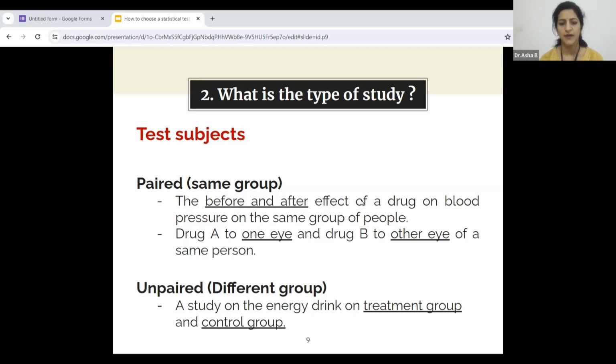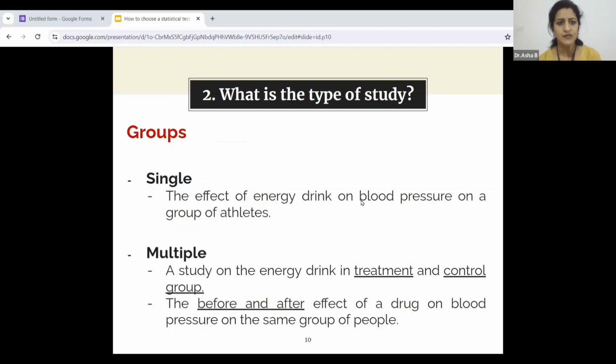Whereas in an unpaired group, the comparison is made between two different groups, totally different groups, treatment group and control group. So here the control group is entirely different, unlike the paired group, where the same person will act as the control group.